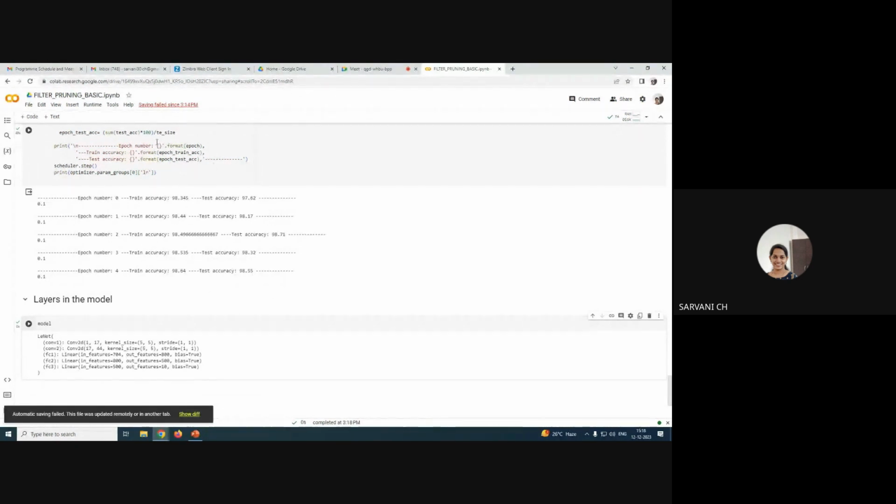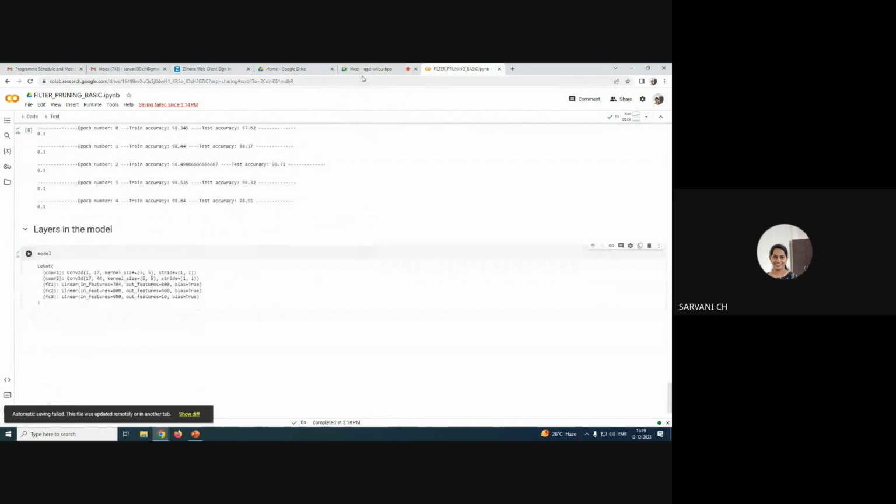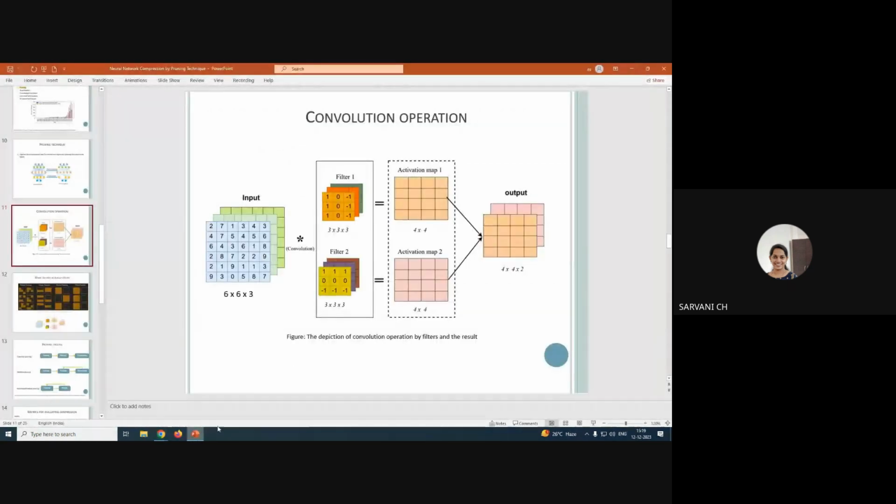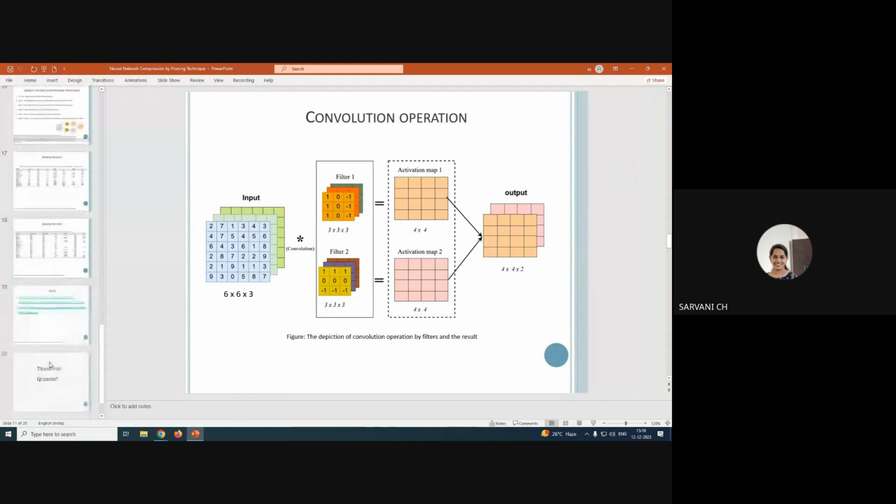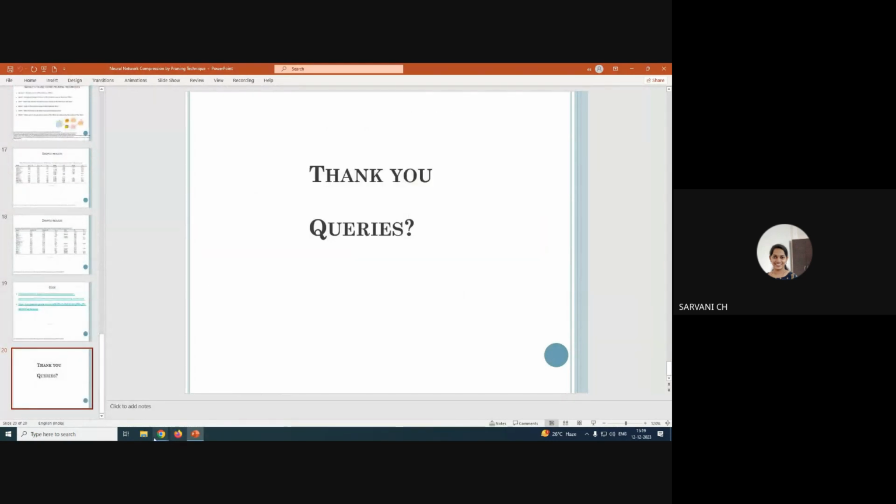This is very basic code, and you can explore it. What we have considered is a very small architecture, we ran for very few epochs, and we have also removed very few filters. Please try to explore this by using other criteria, more epochs for fine tuning, and pruning more filters. So this is the code. If you have any doubts, please ask me.